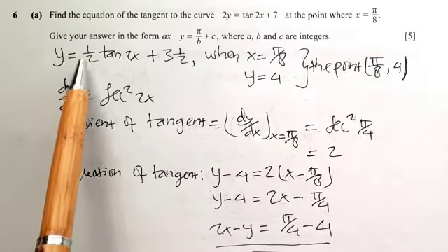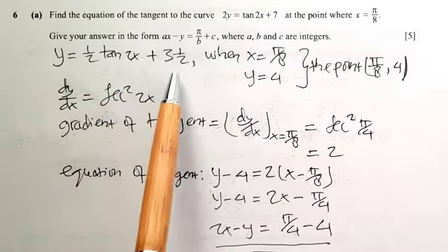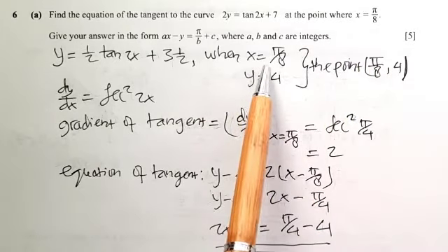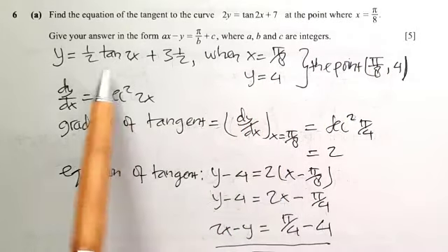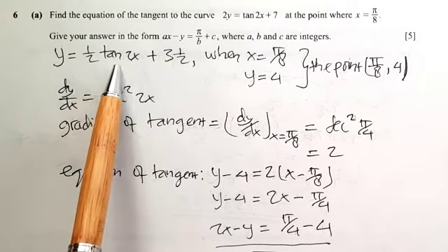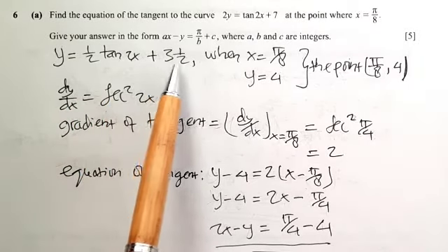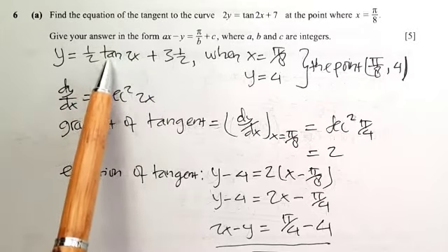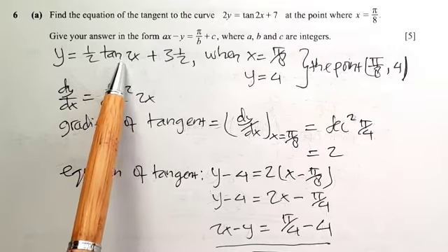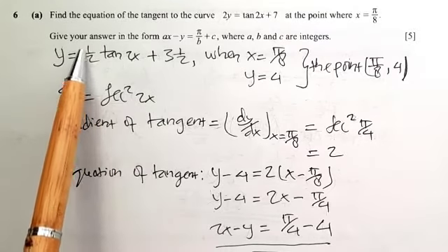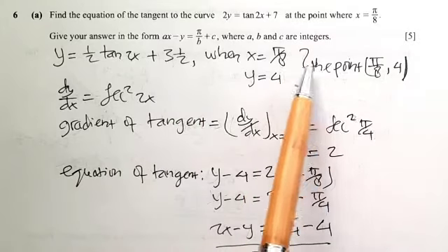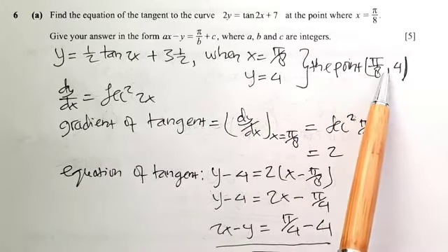We obtain y equals half tan 2x plus 3 and a half. When x is pi over 8, we substitute x by pi over 8 in this equation. We obtain half tan pi over 4 plus 3 and a half. tan pi over 4 is 1, so 1 times half plus 3 and a half is 4. Thus y is 4, thus the tangent point is pi over 8, 4.